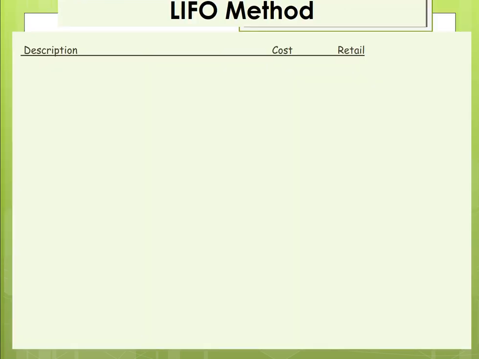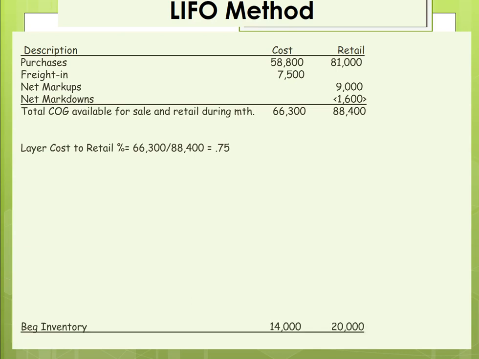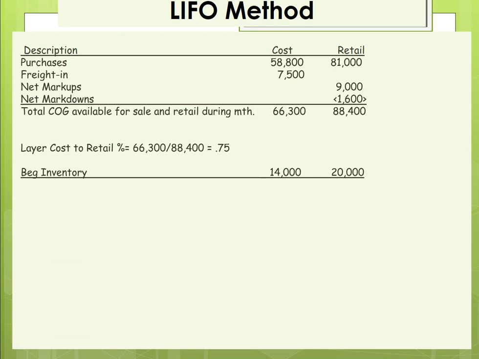We'll look at our model, and what we'll do is first figure out total cost of goods available for sale at cost and retail during the month. We're going to use this information to come up with our first percentage of 75%. Then we're going to do our beginning inventory and come up with our beginning inventory cost to retail of 70%.